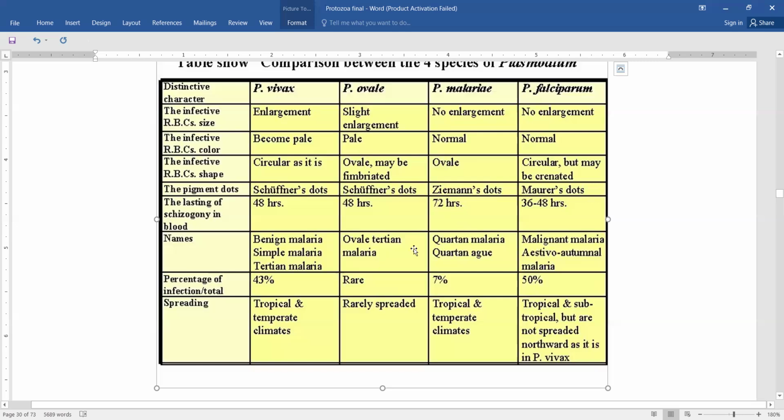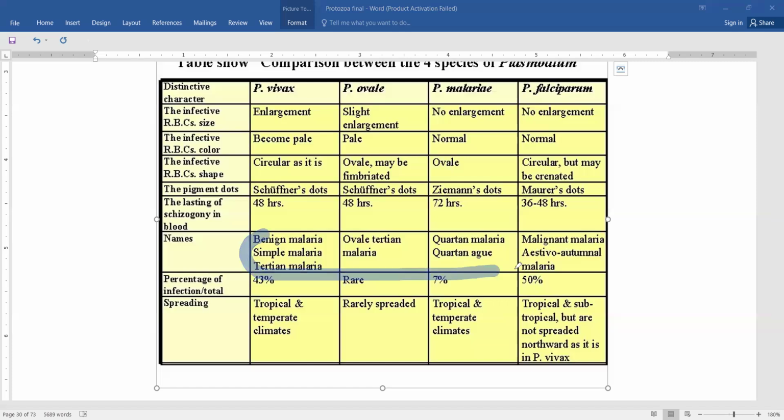So you remember these names. Plasmodium vivax causes simple or benign malaria. Plasmodium ovale causes ovale tertian malaria, or you can also call it mild tertian malaria. Plasmodium malariae causes quartan malaria, and Plasmodium falciparum causes malignant malaria. You remember these four names.